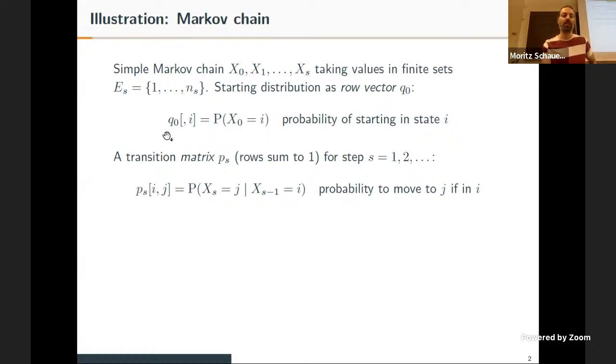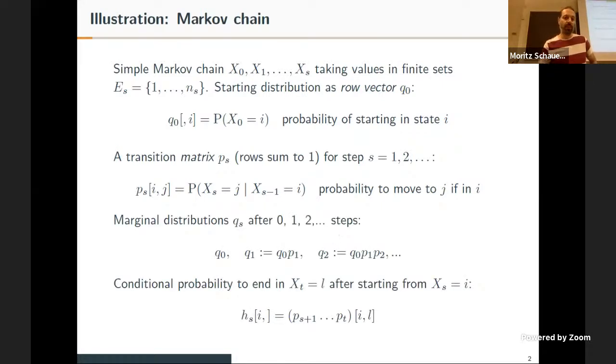And as it's Markov, the second ingredient I need to describe the process is the transition matrix. For each transition from time s-1 in state i to some state j at time s, I have a transition matrix which gives me the conditional probability to go from i to j. And as it's total, if I sum over the j's, I get 1. That means that my matrix P_s is a stochastic matrix.